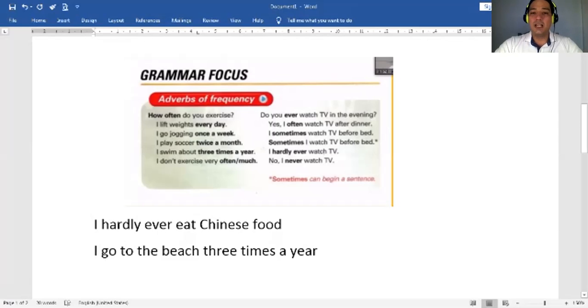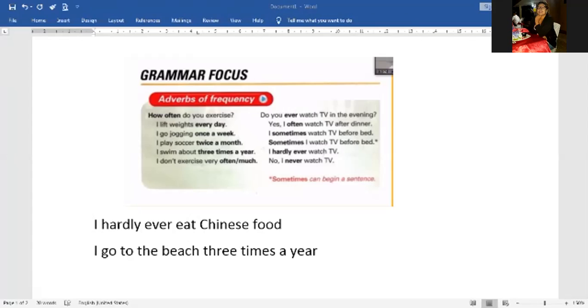Okay. So now building a question is different. The frequency adverb goes after the subject. You could say, do you watch TV in the evening? Or do you ever watch TV? What's the difference? Maria, can you tell me what is the difference, Maria Guzman? What is the difference between do you watch TV in the evening or do you ever watch TV in the evening? Do you watch TV?